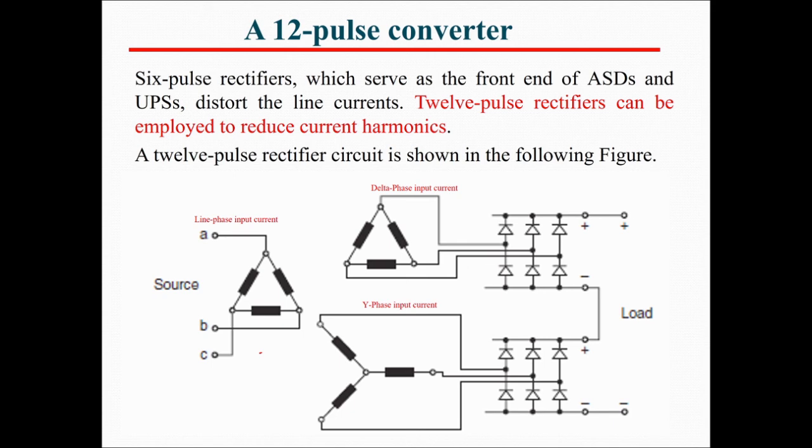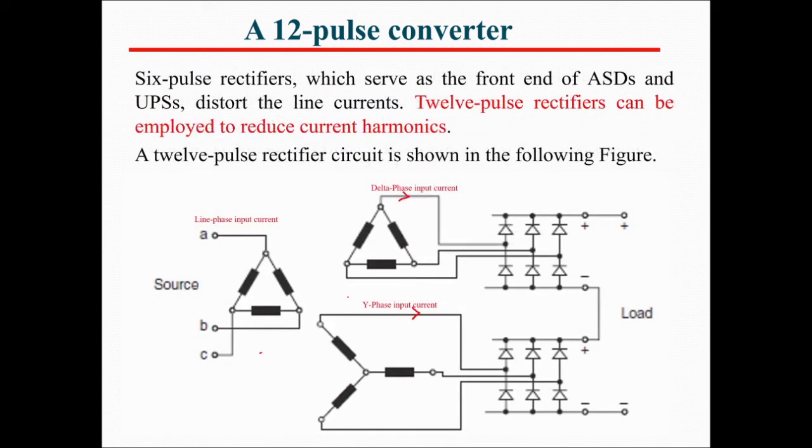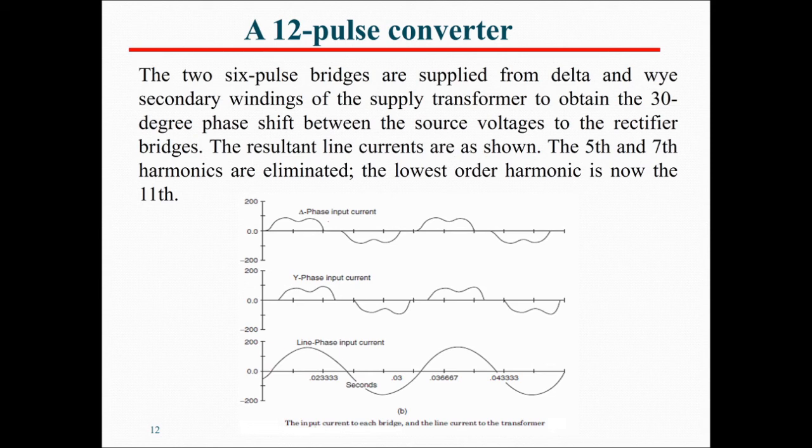So over here, if we would like to see the current from the first secondary, and then also the current that comes from the second secondary, this is delta, this is Y. This is how the current looks like. Then if we would like to see the current that is coming from the source, this is how the current will look like. So this is the source current. As you can see, it looks like a very nice sinusoidal waveform with very low order harmonic.